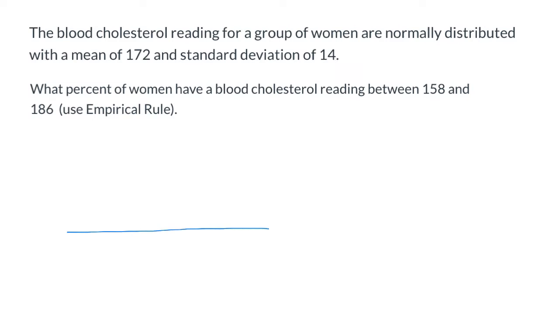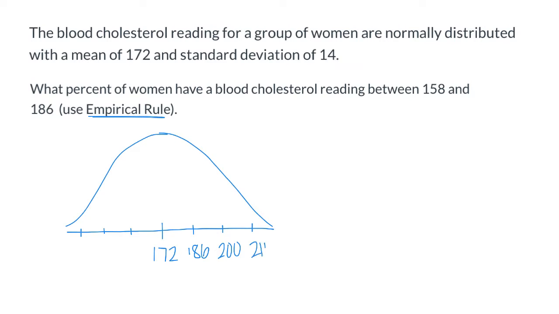So I'm going to draw the information we're given. That's a normal distribution. The mean is 172, so in the center, and the standard deviation is 14. It says to use the empirical rule, and that's where we count 1, 2, and 3 standard deviations in each direction. So if we go one standard deviation away from 172, we add 14, we get 186. And then if we add another 14 and go 2 standard deviations above the mean, it's 200. And if we add another 14, we go 3 standard deviations above the mean, that's 214.